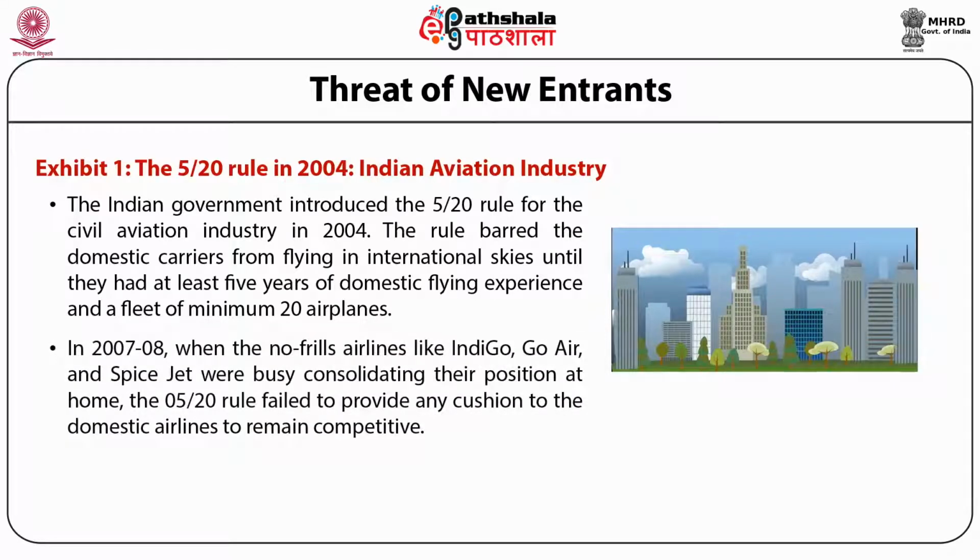In 2007-8, when no-frill airlines like Indigo, Go Air, and SpiceJet were busy consolidating their position at home, the 5/20 rule failed to provide any cushion to the domestic airlines to remain competitive. As a result of these policies, many of the airline companies that had business in India were unable to extend their flights to international destinations. Moreover, due to the resultant policy, the domestic airlines were also deprived of the opportunity of refueling their aircraft outside India at times when the domestic aviation turbine fuel, that is ATF, prices were exorbitant.